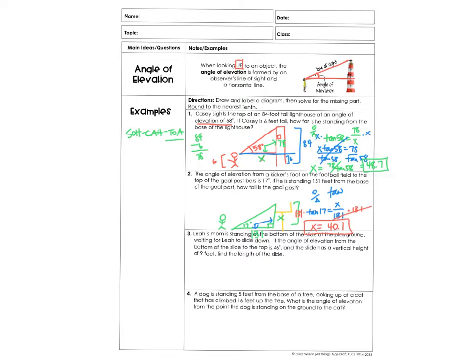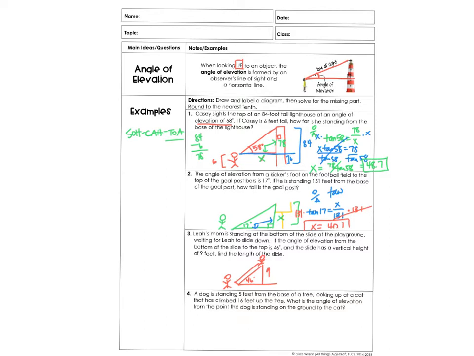Okay? I'm going to erase that, and let's look at number 3. Leah's mom is standing at the bottom of the slide at the playground, waiting for Leah to slide down. If the angle of elevation from the bottom of the slide to the top is 46, so the angle of elevation is 46 degrees, and there's the top, and the slide has a vertical height of 9 feet, so it's 9 feet tall. Find the length of the slide.